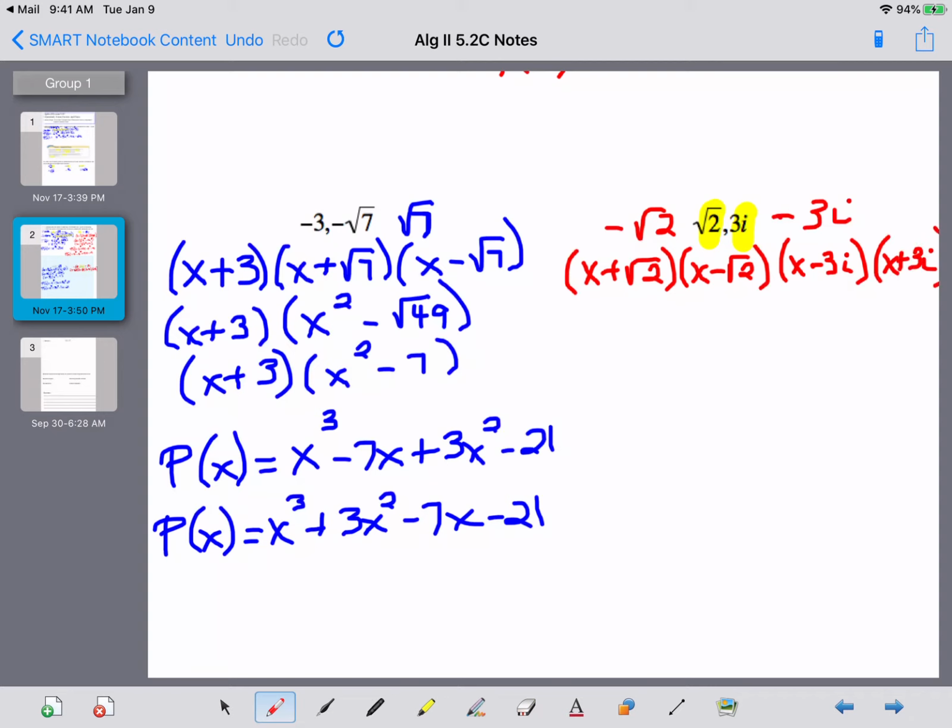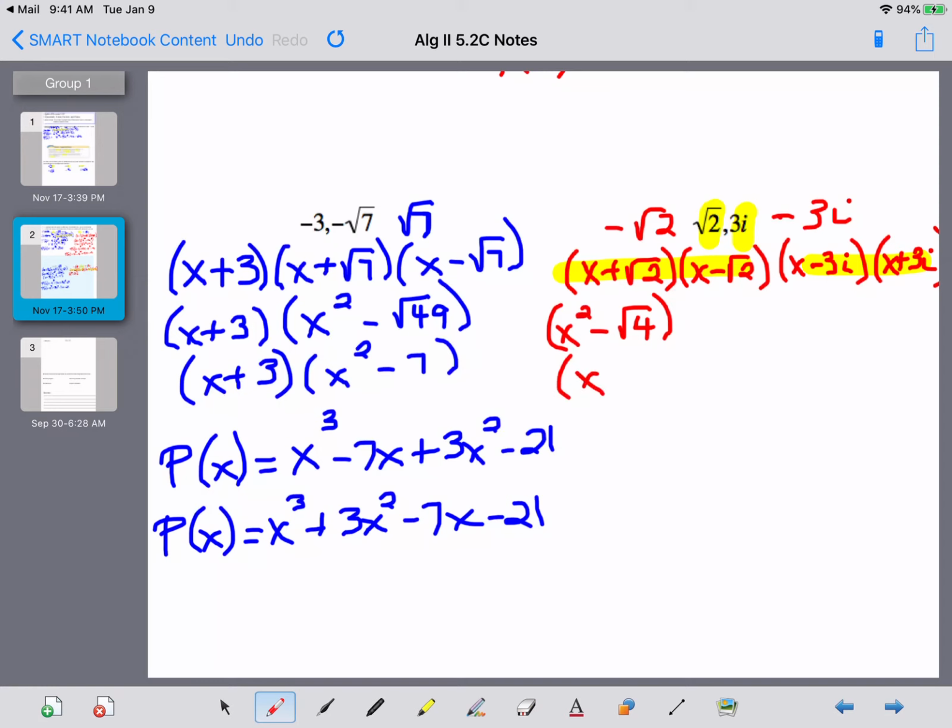Again, we're going to put conjugates together first. So I'm going to put those two together, and then I'm going to put those two together. Okay, so my first set, x times x is x squared. Insides, outsides drop out. We get the square root of 2 times negative square root of 2 becomes negative square root of 4.